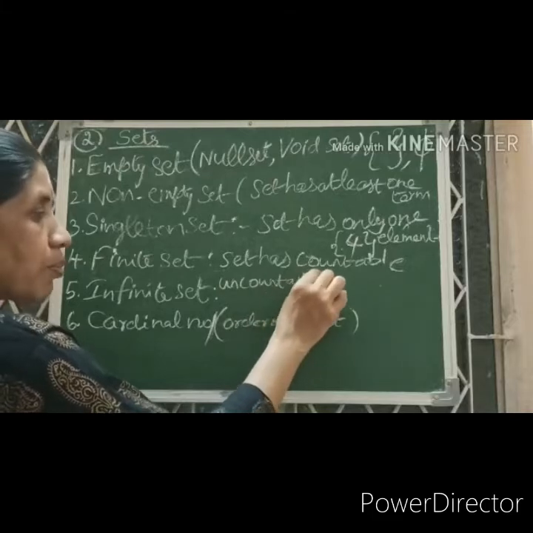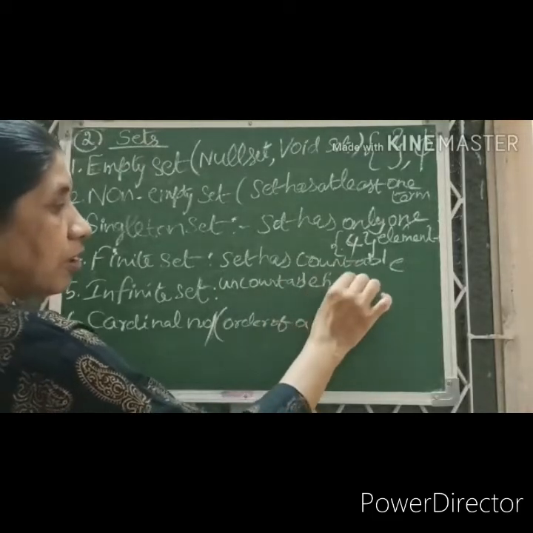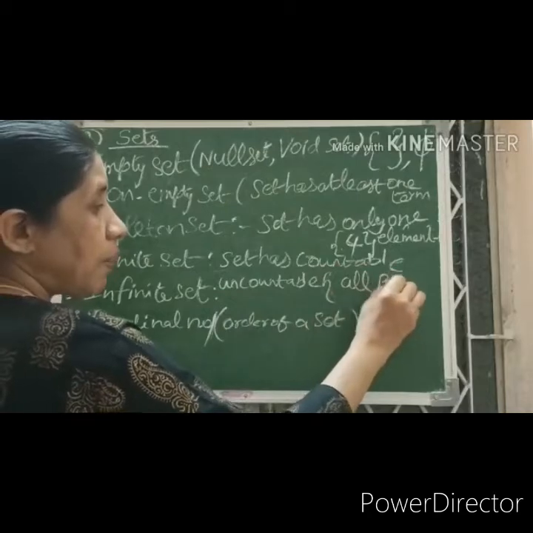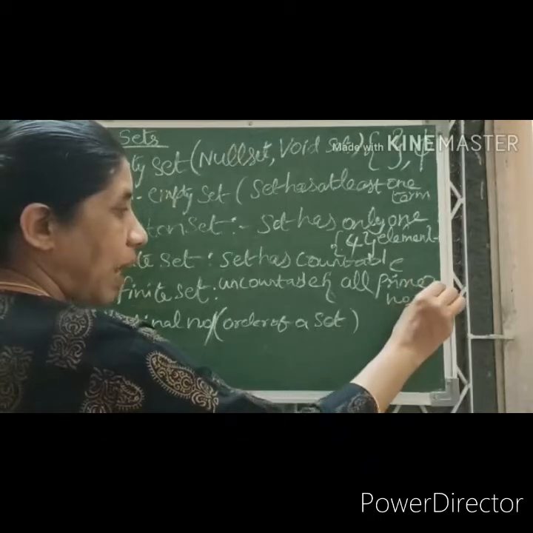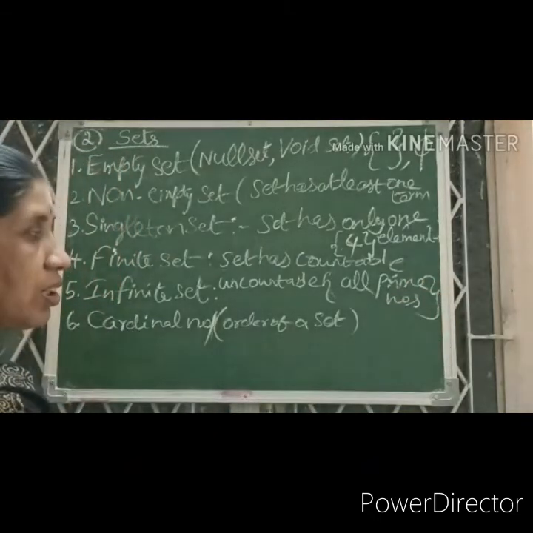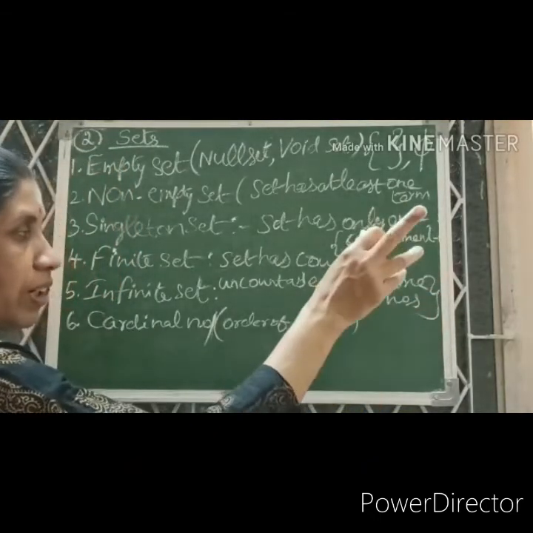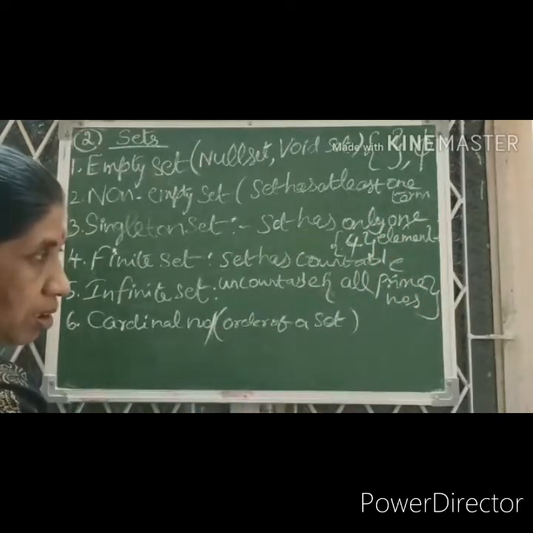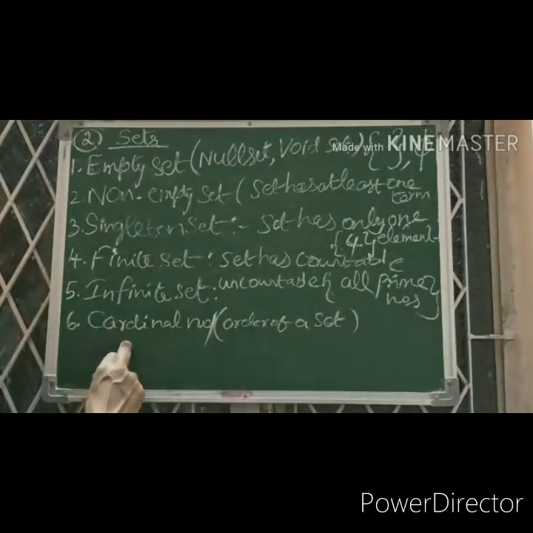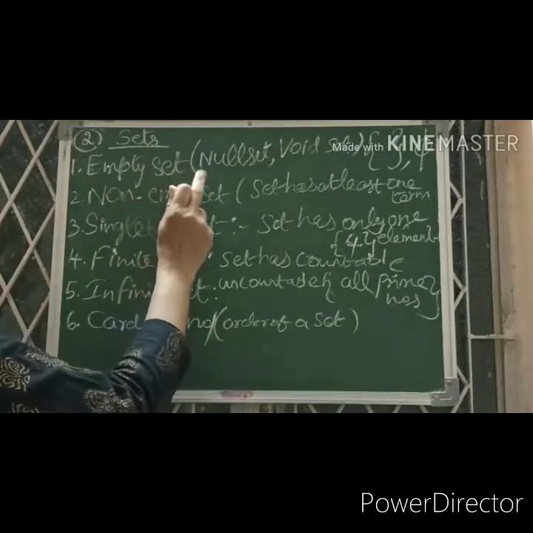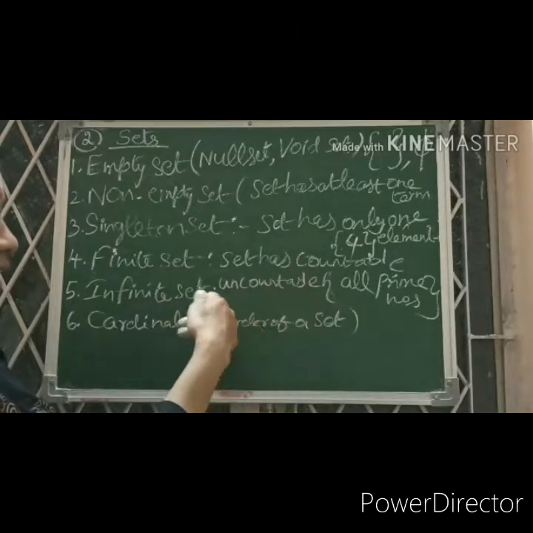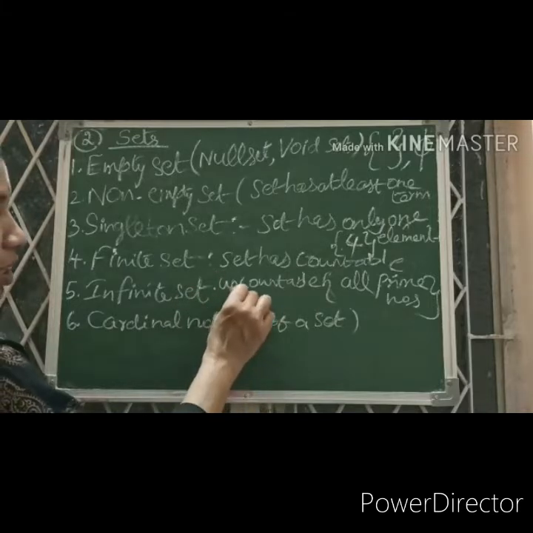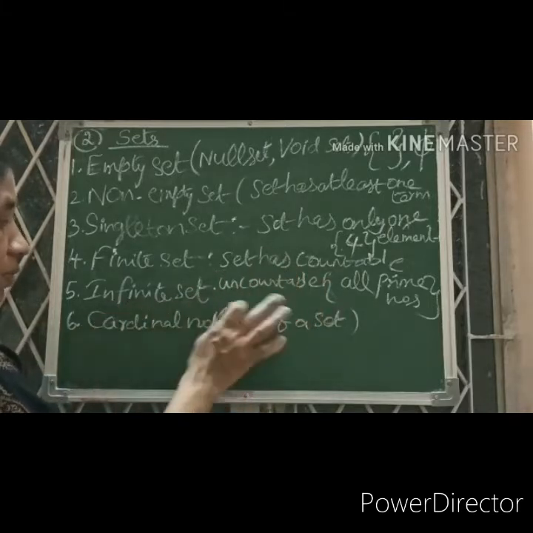I'll give you one example. All prime numbers, all natural numbers, all prime numbers we cannot count. Starting from 2, it will go till infinity. So I have explained what is meant by empty set, non-empty, singleton, finite. Infinite means uncountable. All prime numbers, and so on. Wherever you find 'and so on', you can write that as an infinite set.